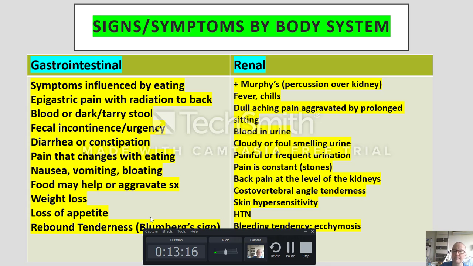Signs and symptoms of something going on with the renal system, the kidneys. A positive Murphy's percussion over the kidney. Fever and chills. Dull, aching pain aggravated by prolonged sitting. Blood in the urine. Cloudy or foul-smelling urine. Painful or frequent urination. Pain is constant. Back pain at the level of the kidneys. Costovertebral angle tenderness. Skin hypersensitivity. Hypertension. And a bleeding tendency.